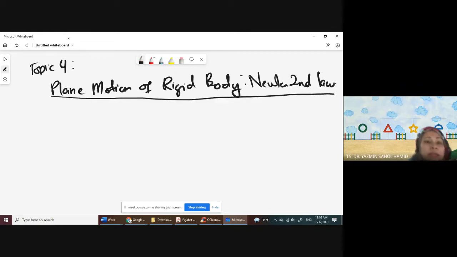So for today's class, what we're going to do is focus. Hello guys, can you see my screen? Yes. Alright. Sometimes I'm afraid it will suddenly disappear. So for today's class, we're going to concentrate on equations of motion for rotation about a fixed axis.